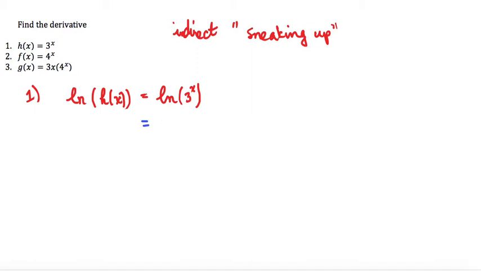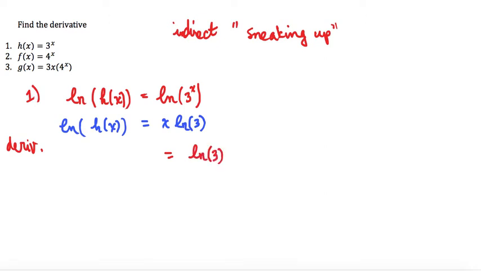I can apply the power rule of natural log and bring the x out to the front. So now I have x natural log of 3. On the other side, I still have the natural log of h of x. And now I can actually continue this problem by taking the derivative. So the derivative of the right side is just going to be natural log of 3.